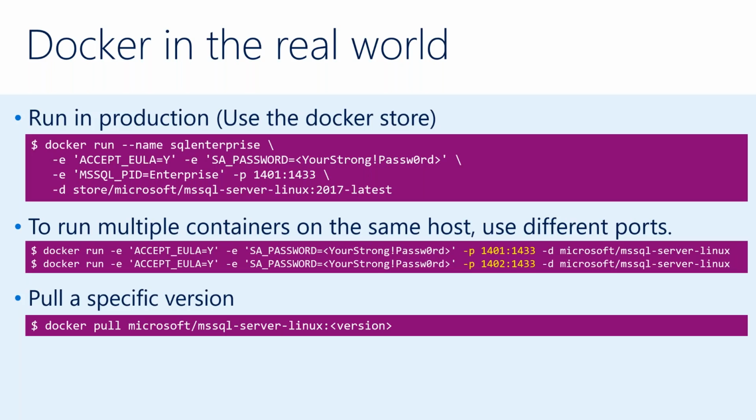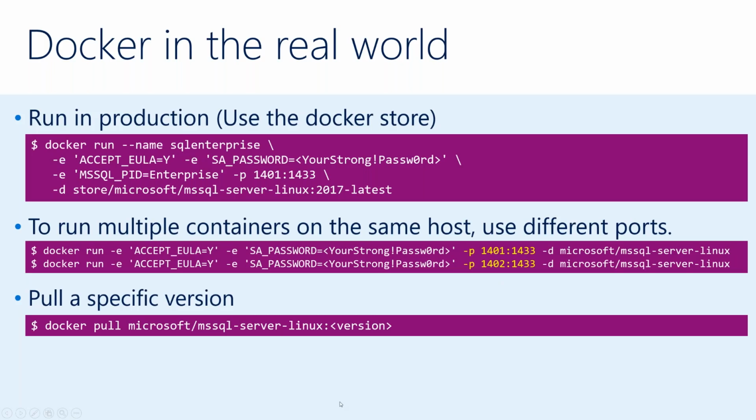And then I mentioned running multiple containers. Notice this syntax here that's yellow. To avoid port conflicts, you can specify with this parameter to map this port number to that port number. So now you can run two containers. They'll both be listening on these different ports. And then when you connect to SQL Server, you would connect to that port to get to the specific container you wanted to connect to.